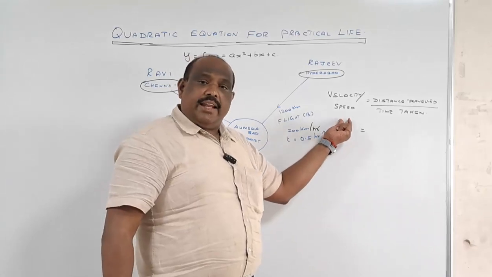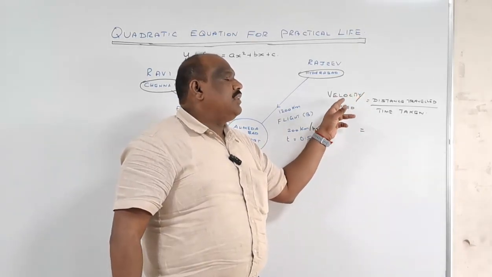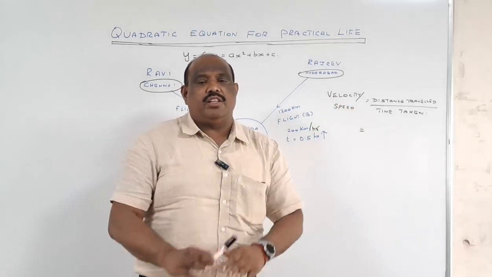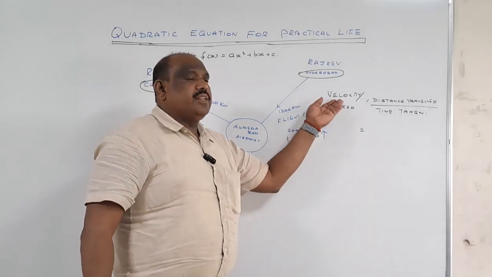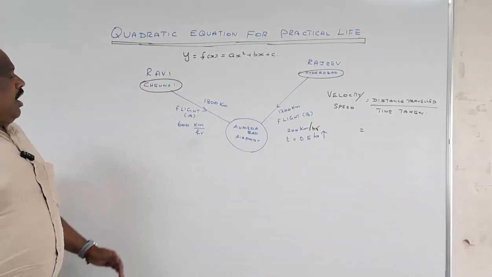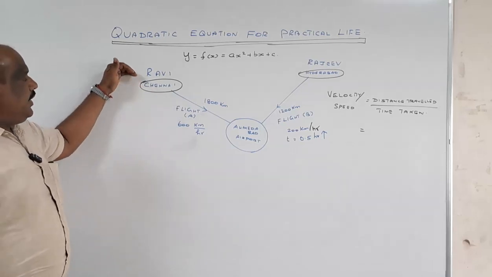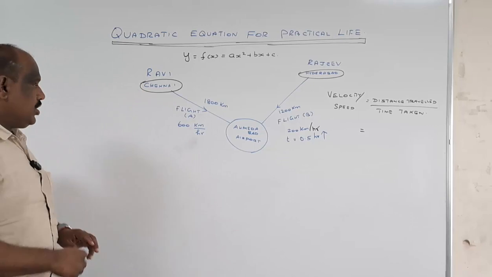Speed is a scalar quantity, velocity is a vector quantity. So the shortest distance is nothing but the displacement. That is the difference between the velocity and the speed. I hope you know, because one is a scalar quantity, another is a vector quantity. Now let us try to find out how much time it will take for Ravi to reach Gujarat from Chennai.